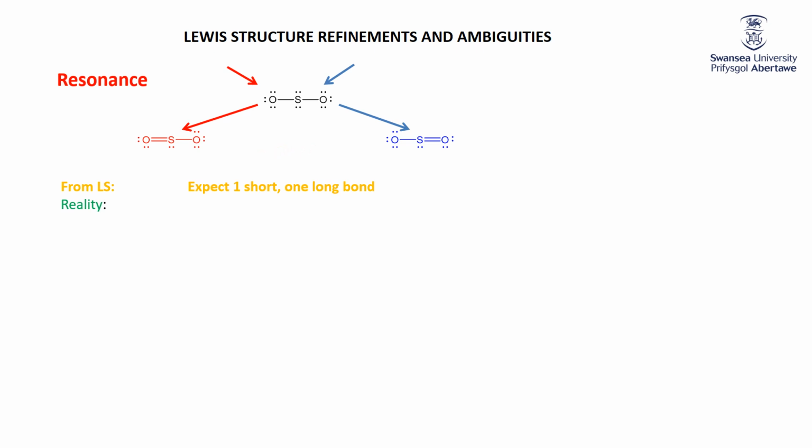Short bond, long bond. However, the reality is that when you actually look at SO2, you see two equal bonds that are in between a single bond and a double bond. Well, how is that? The answer is that the way we take our Lewis structures and model reality is we say that reality is an average of those structures. So let's take our two structures here and let's average them together.